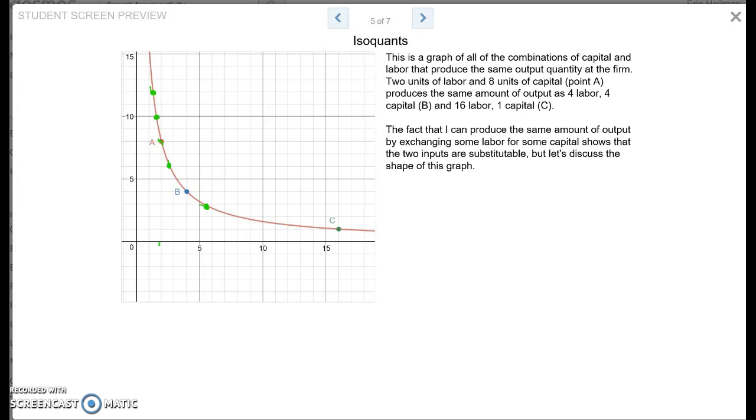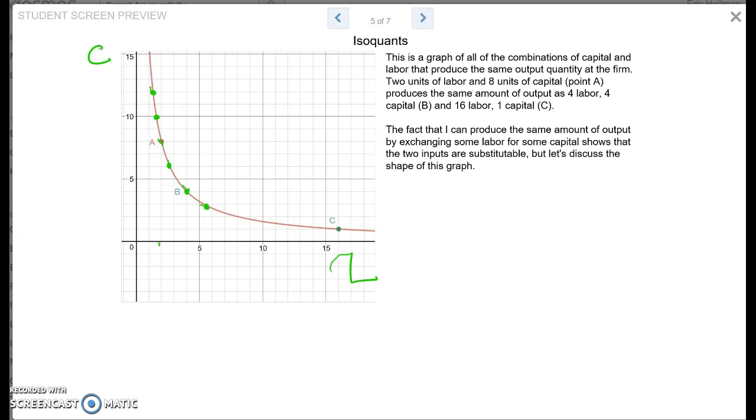is 2 units of labor and 8 units of capital. If I pay for 2 hours of labor and 8 hours of machine rental, that will produce the same output for my firm as 4 hours of labor and 4 hours of capital. So you can imagine that there are a lot of different ways to produce the same amount of goods if you're a firm. You could have a lot of people on your staff, but very few computers, or you could have a ton of computers and not very many people.